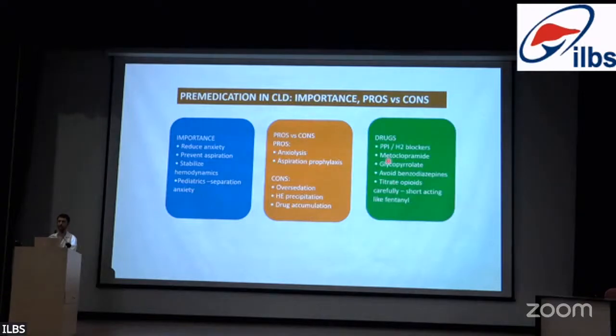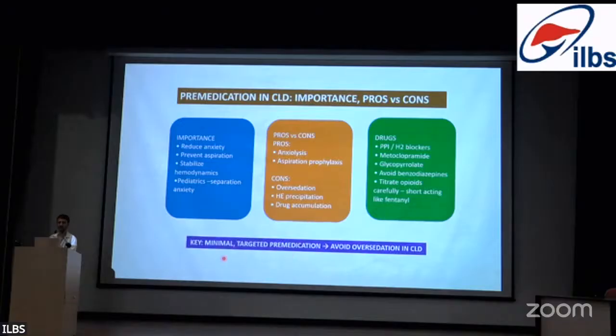Drugs we commonly prefer are a proton pump inhibitor or H2 blocker, metoclopramide, and glycopyrrolate, especially in long duration procedures like ERCP or EUS to decrease the secretions. Benzodiazepines are usually avoided in this population, and if we are using opioids, we'll use a short-acting opioid like fentanyl and titrate it gradually. The key is to start with minimal targeted pre-medication and avoid over-sedation in CLD.